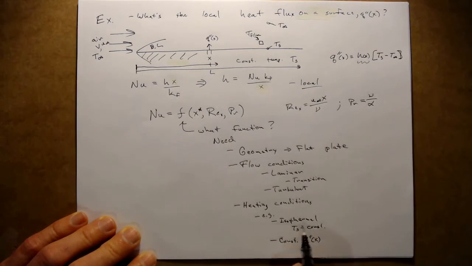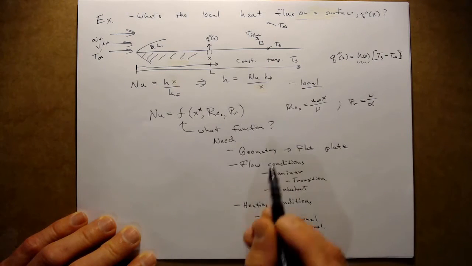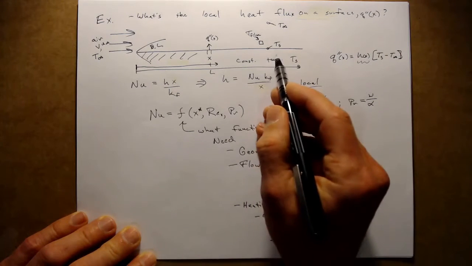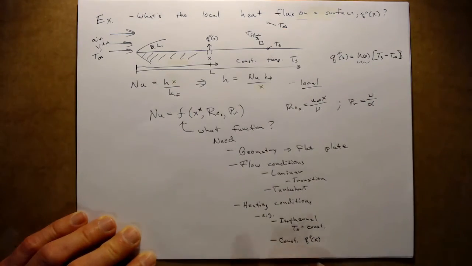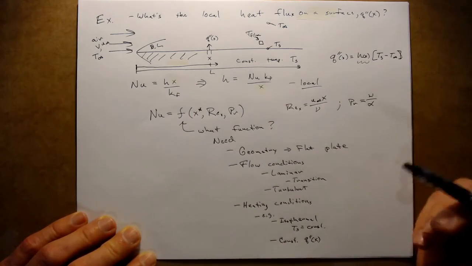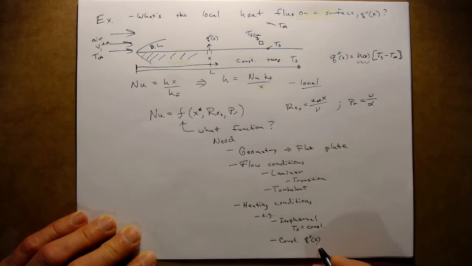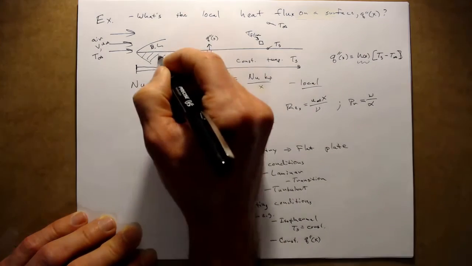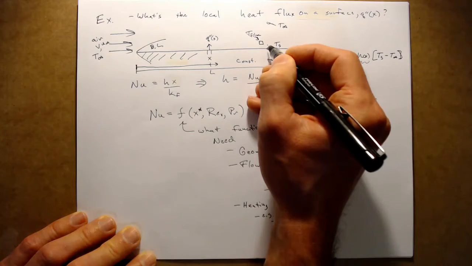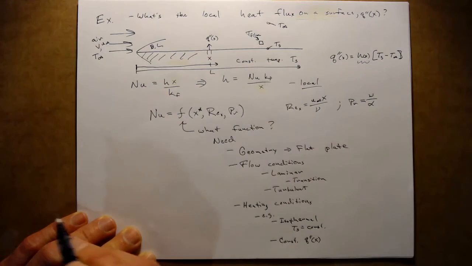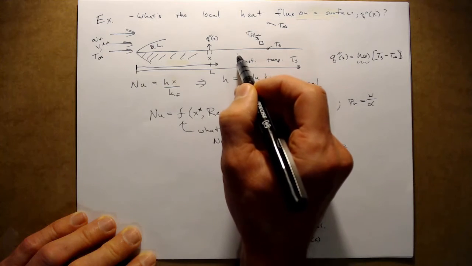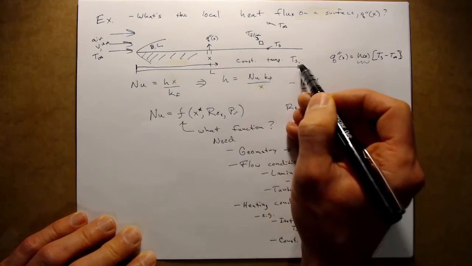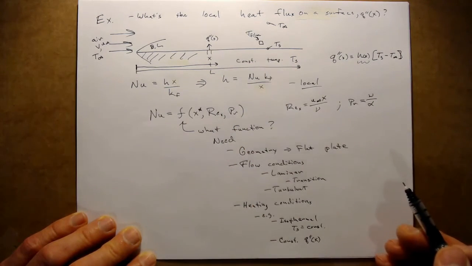For example, is this an isothermal plate? In other words, does the temperature stay the same? In this case, this is what we've specified, but we could also have other conditions. The other obvious one is perhaps we have a constant heat flux. So we have the heat flux the same everywhere, and in that case, we probably want to know what the temperature was, or the temperature difference between the surface and the free stream would be.